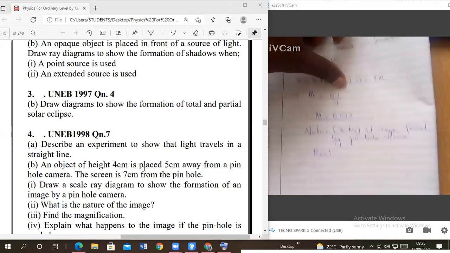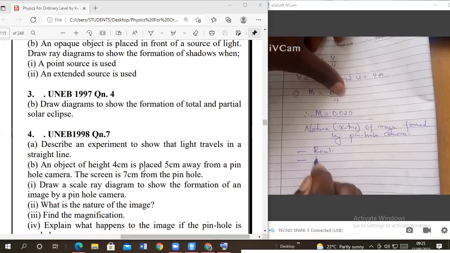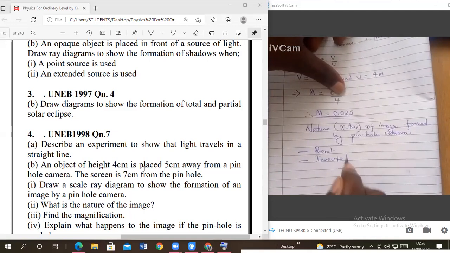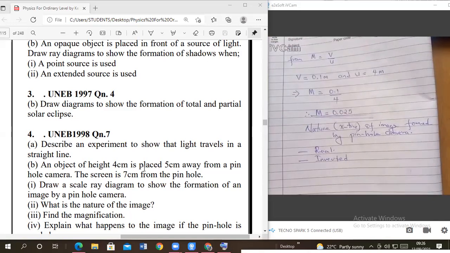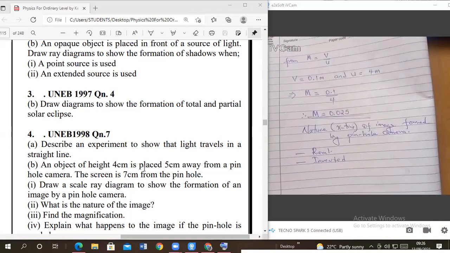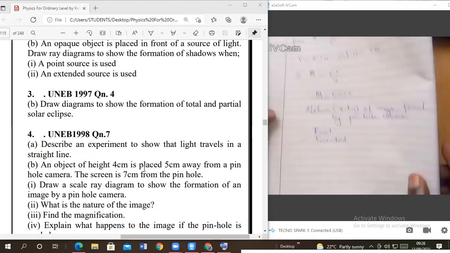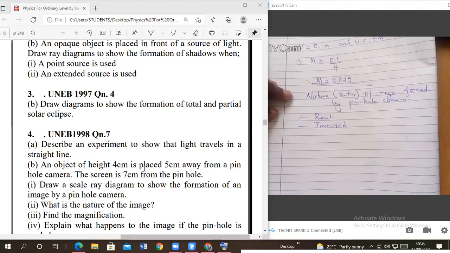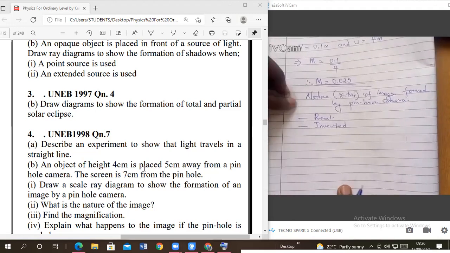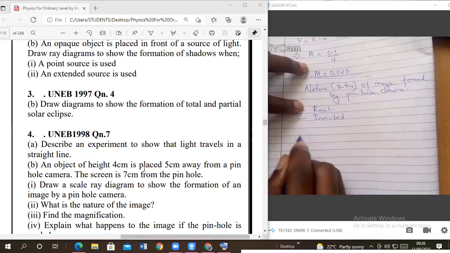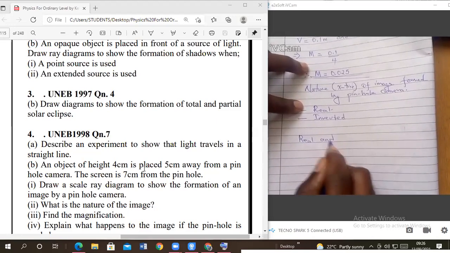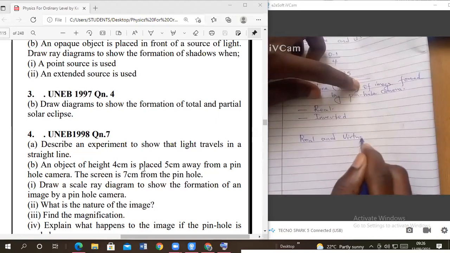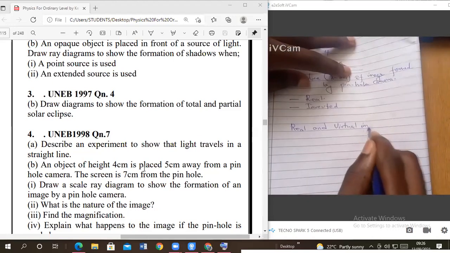The second one is inverted. What's the opposite of real? It is virtual. The opposite of real is virtual. So let's look at the difference between real and virtual images. Sub-heading: real and virtual image.